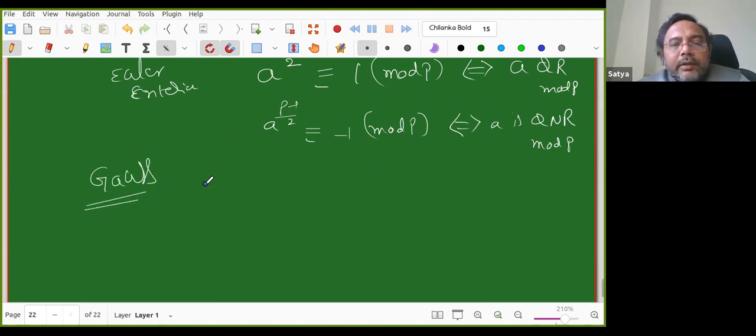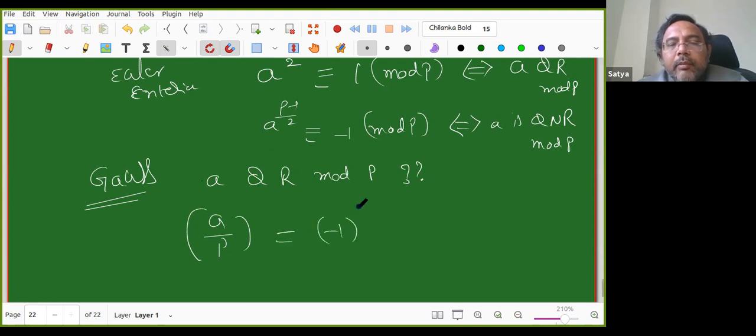Then the next one is that Gauss gave a formula, to check whether a is a quadratic residue modulo p or not. Okay, how do you check it? For that he told that (a/p) is equal to this. He gave this Legendre symbol directly as (-1)^n.